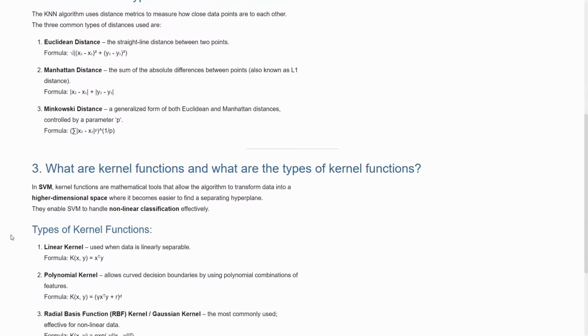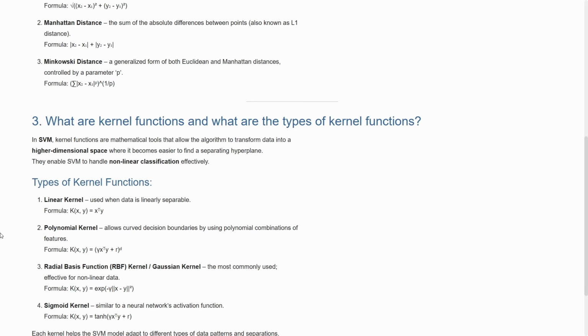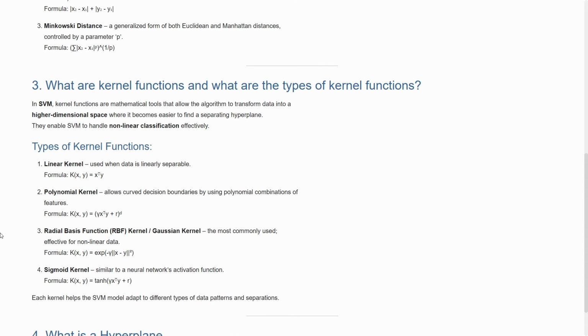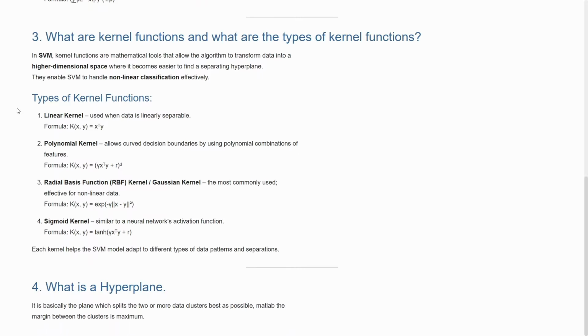Then, what are kernel functions and the types of kernel functions? This is something that I think can be asked. Just take a look at the kernel functions which are available: linear kernel, polynomial, radial basis function or Gaussian kernel, and sigmoid kernel. Right? It basically allows you to transform or project data into higher dimensional spaces and find a hyperplane over there.